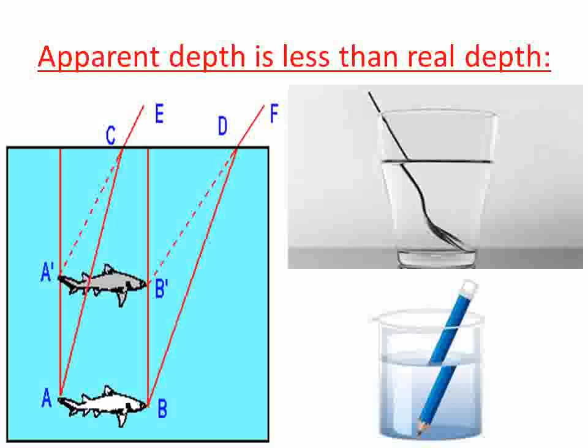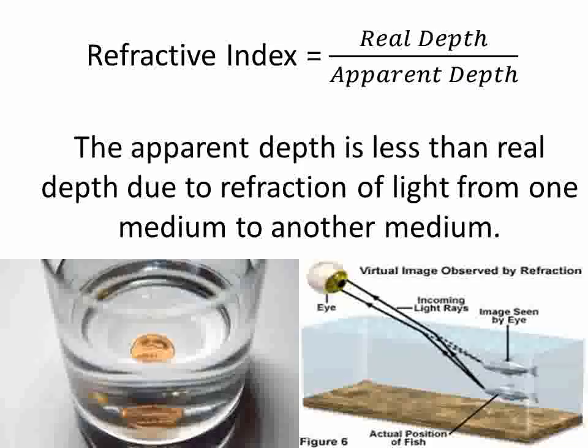Now let us come to another bending of light: the moon appears bent virtually, not really. A pencil also appears bent due to refraction of light. Refractive index is equal to real depth upon apparent depth. Real depth is more, apparent depth is less. If the ray is coming from a rarer medium to a denser one, apparent depth is less than real depth due to refraction of light from one medium to another medium.